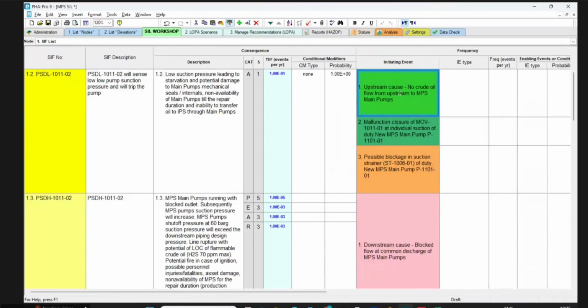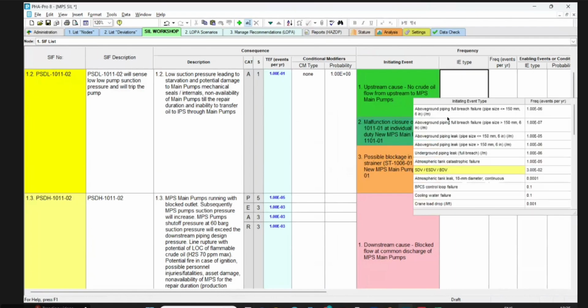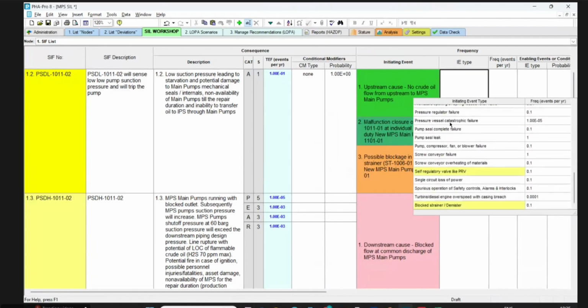And we are saying upstream no crude, malfunction closure, and this closure. So see, there is no initiating event for this kind of thing. Upstream causes: no crude oil from upstream MPS to pump. So Roman, how do we take this initiating event? Because normally an initiating event is for equipment failure or something. If you see here the categories, in this category there is nothing called upstream or something. Or can we say spurious operation, safety control, something like that?